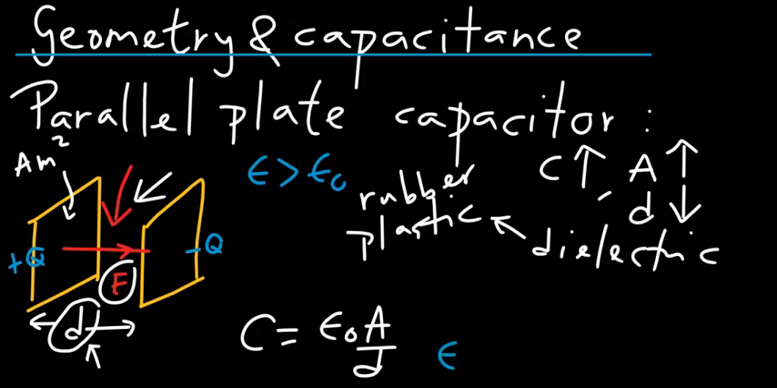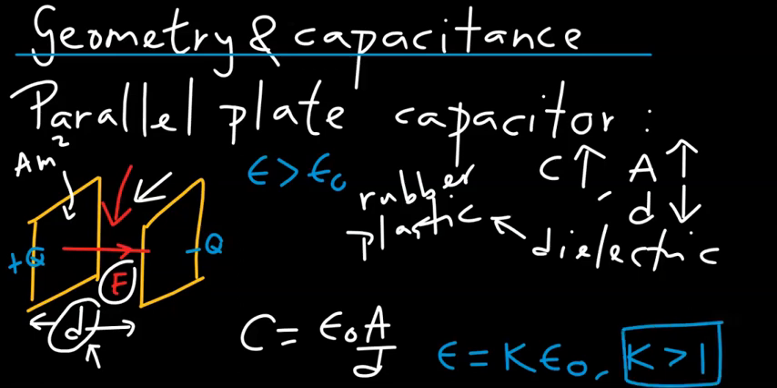Permittivity of a material is given by the so-called dielectric constant of that material times the permittivity of vacuum. And the dielectric constant of a material is usually greater than 1. We also note the dielectric constant is dimensionless. It doesn't have any unit. So by substituting this expression inside here, we see the capacitance of a capacitor increases compared to the capacitance of a capacitor with vacuum in between the plates.